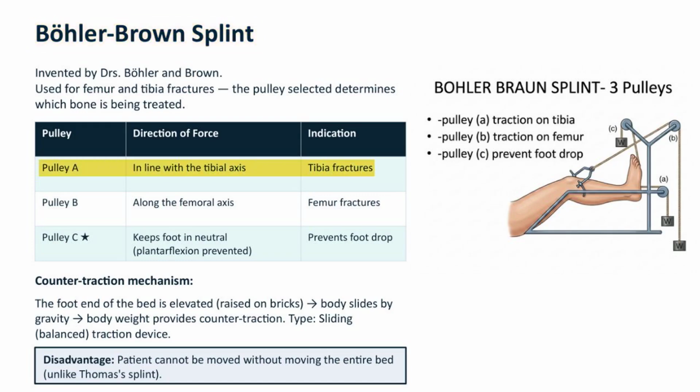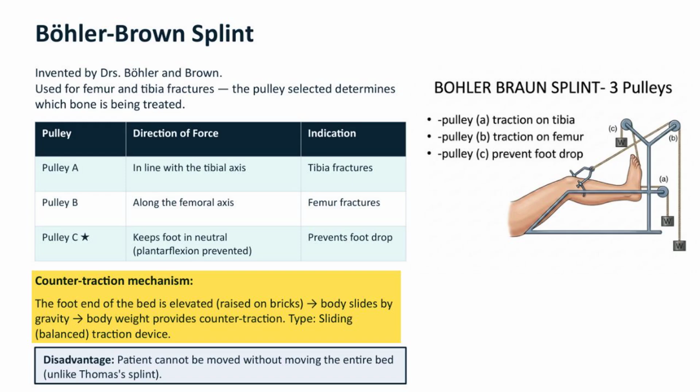Pulley A applies force in line with the tibial axis and is indicated for tibia fractures. Pulley B applies force along the femoral axis and is indicated for femur fractures. Pulley C keeps the foot in a neutral position and is indicated to prevent foot drop. Now, the counter-traction mechanism. The foot end of the bed is elevated, raised on bricks, so the body slides by gravity, and the body's weight provides the counter-traction.